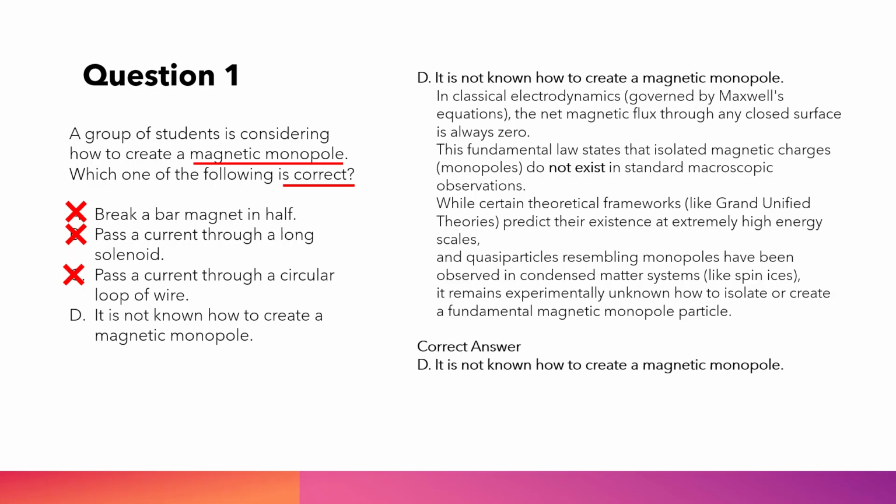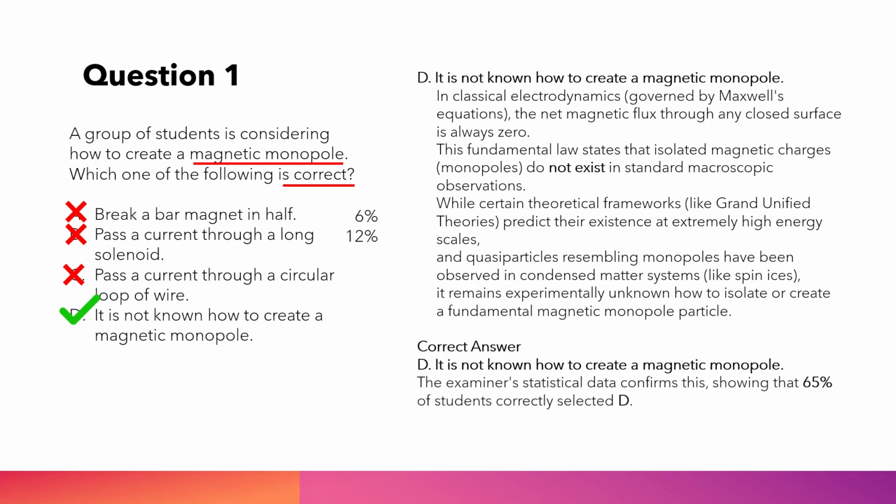Correct answer: D. It is not known how to create a magnetic monopole. The examiner's statistical data confirms this, showing that 65% of students correctly selected D.